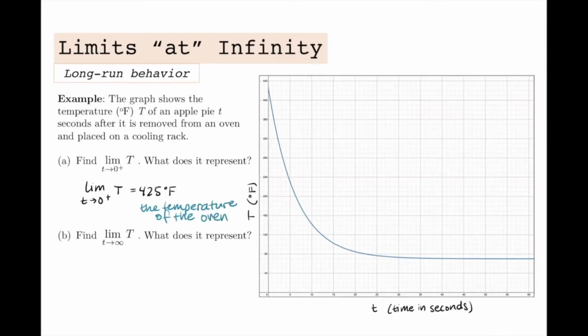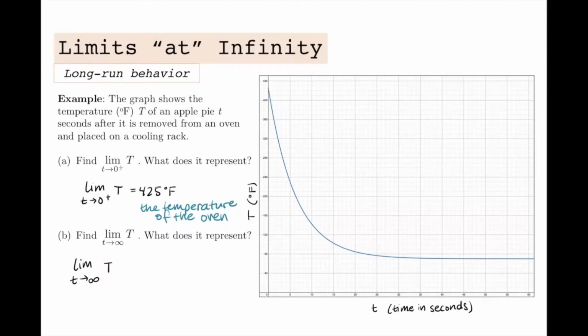In part B, we'd like to find the limit as little t approaches infinity of big T. So what this is asking is, as time goes on, as time approaches infinity, as the pie just sits on its cooling rack forever, what is happening to the temperature?